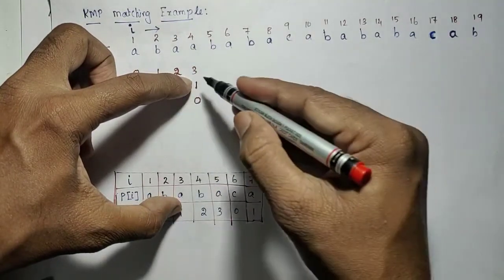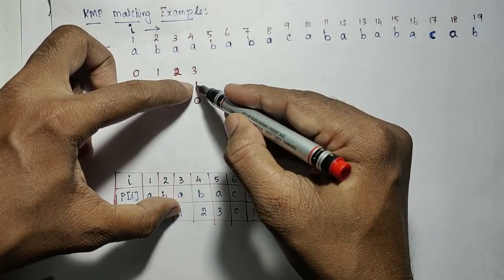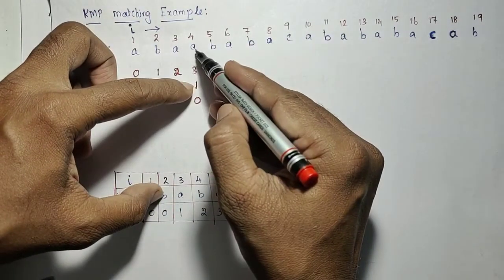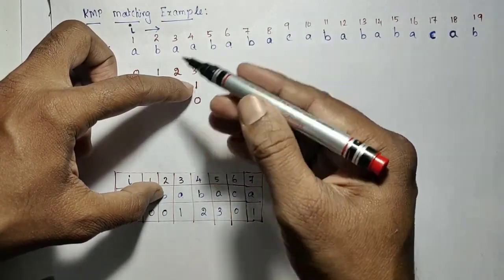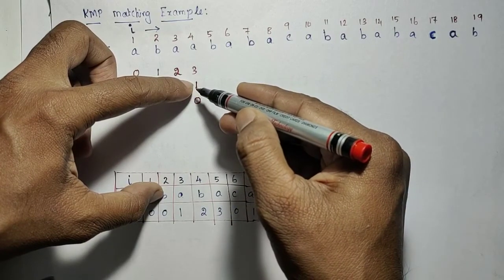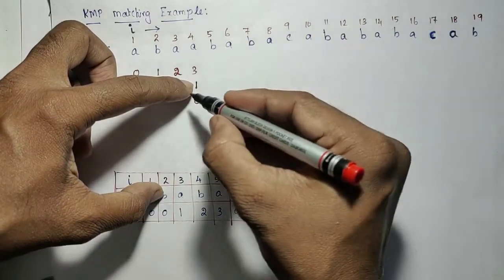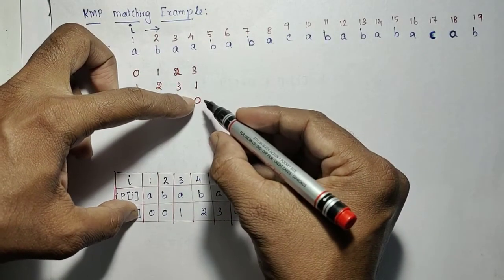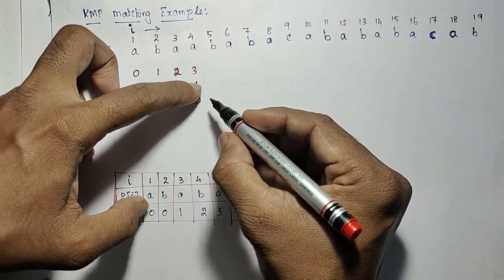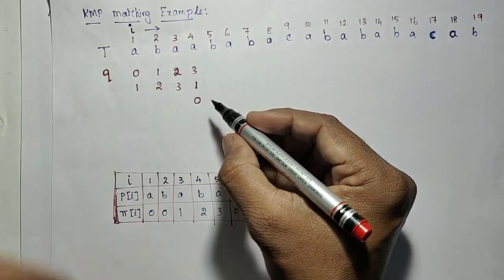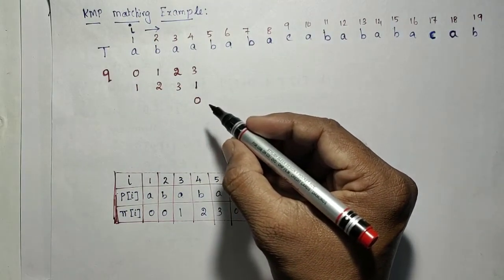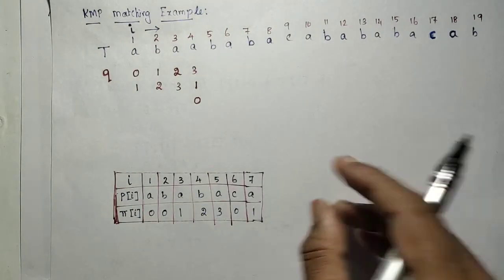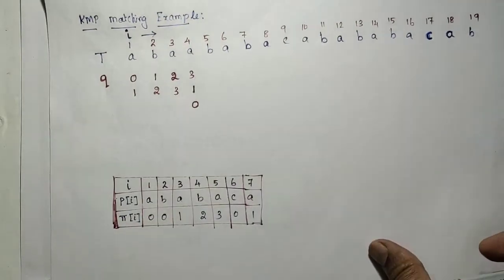That is in the while loop. So what are we checking? The second character. The second character B matches with that A? Not matching. Okay, so again it is restored to what? Q equal to pi of Q. Pi of 1 value is 0. So far, 0 characters are matching. Like that we are going to check. Okay, so it is restored.